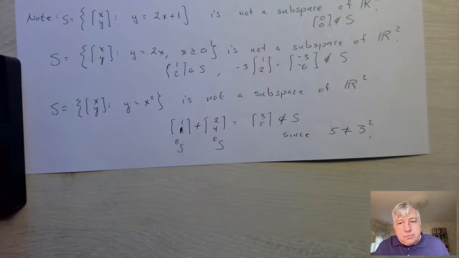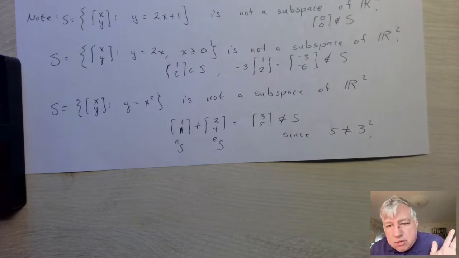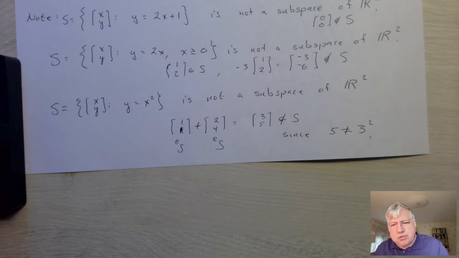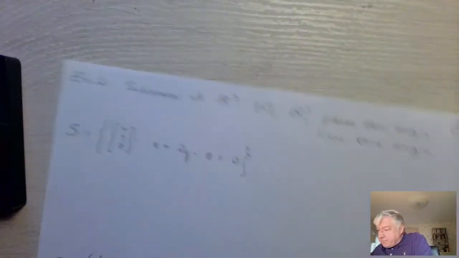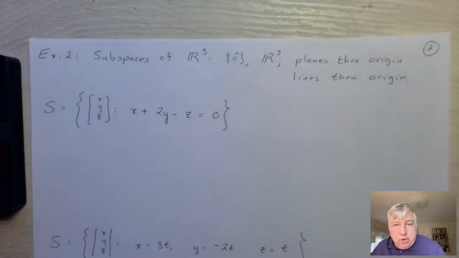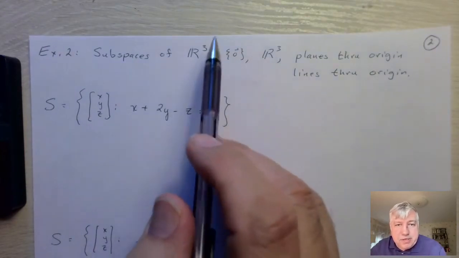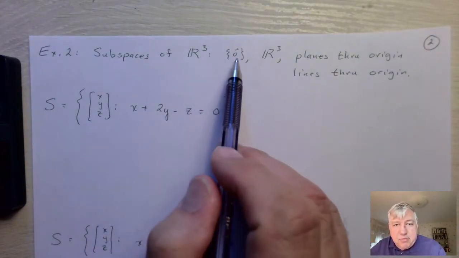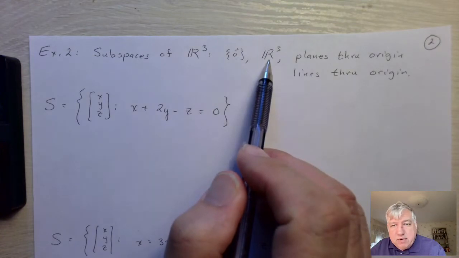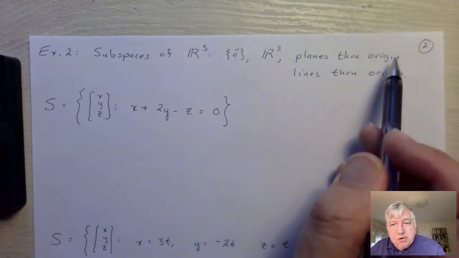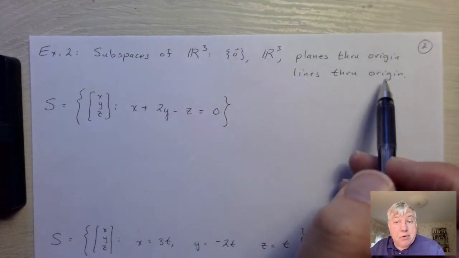All right. And it turns out that the only subspaces in R2 are the lines going through the origin, as well as R2 itself and the zero subspace. If we go up one dimension to R3, we will see that the subspaces of R3 consist of, once again, the trivial subspace, all of R3, but also the planes going through the origin and the lines going through the origin.